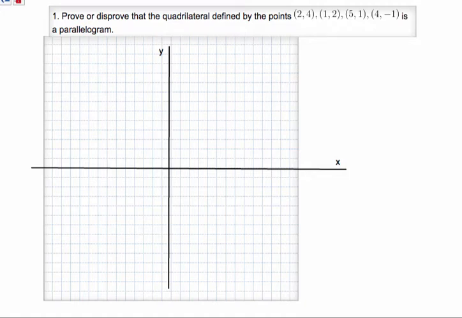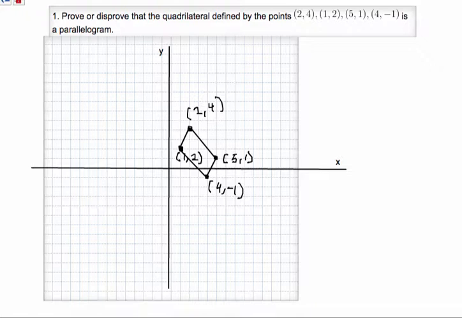Prove or disprove that the quadrilateral defined by the points shown is a parallelogram. Now the first thing we want to do is plot these points: (2, 4), (1, 2), (5, 1), and (4, -1). Connect the points with line segments.